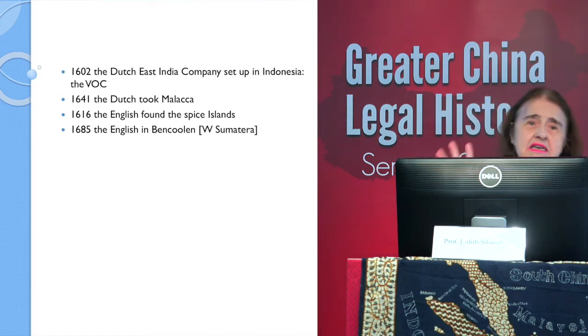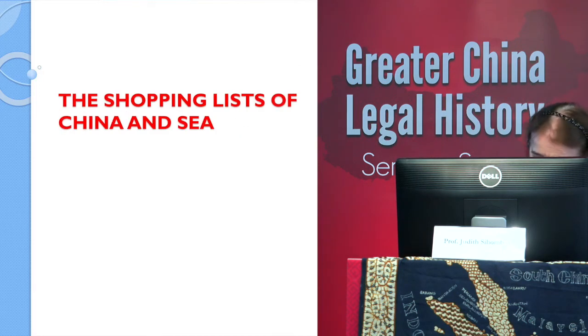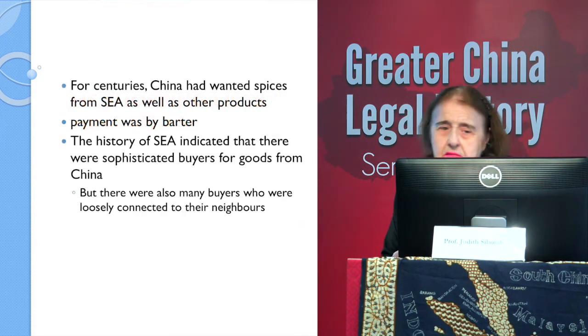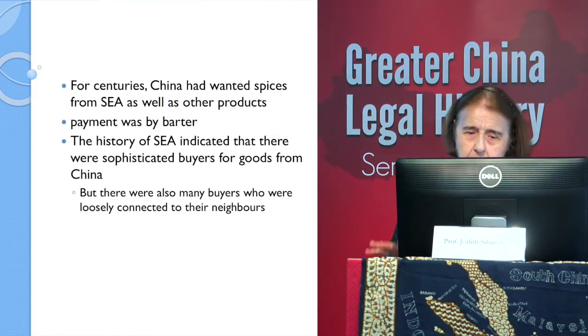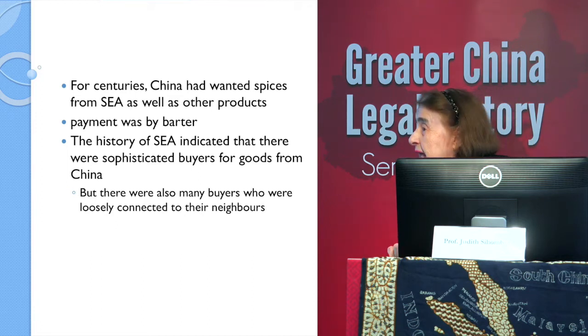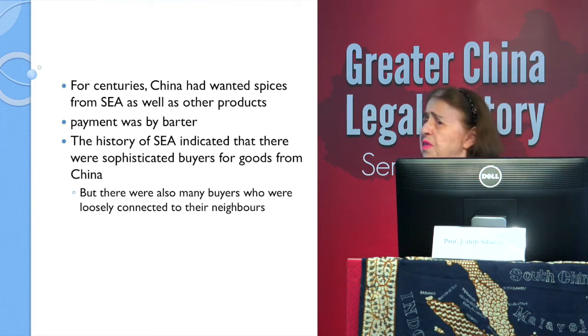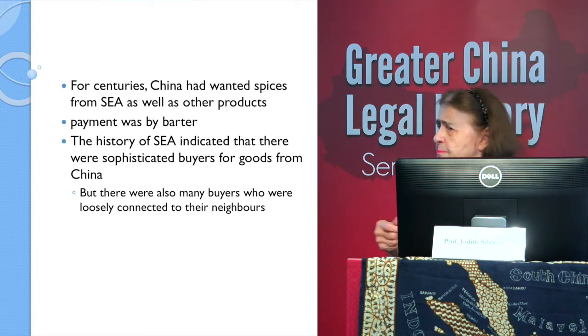All right, now let's get to our shopping list. China wanted spices, so did Europe. Payment by barter. They were sophisticated buyers. Now, some reports are most unpleasant. These are people without shoes, without clothes, a bit of bark. And when you come along, they'll chop your head off and eat you if they can, and they'll throw things at you when your little ship sails into their harbour.